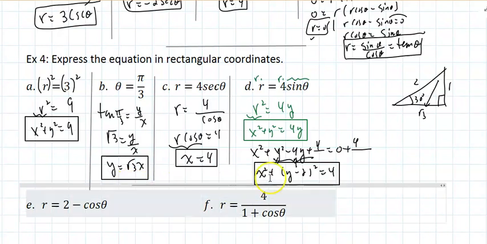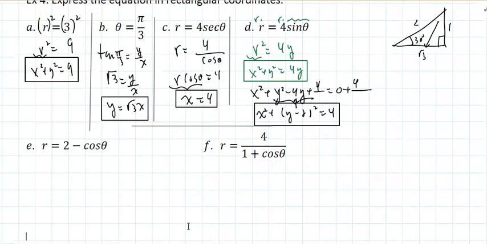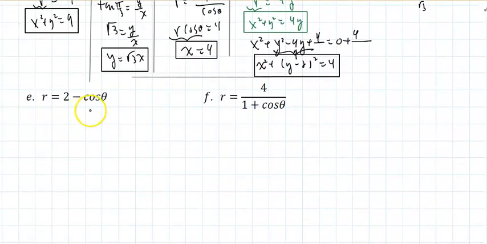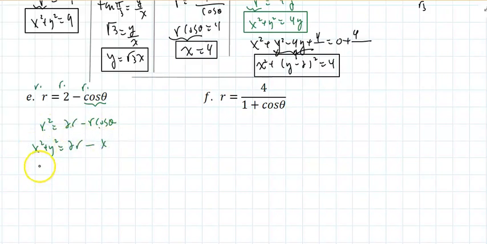And if I look at my last two examples, they're not going to make much sense in the rectangular coordinates, but we're going to proceed. Where do we start? We start with this. For me to eliminate a sine or cosine, there must be an r there. So I need to multiply both sides by r. R squared equals 2r minus r cosine of theta. This is x squared plus y squared. This is 2r, and this is x. So this is x squared plus x plus y squared equals 2r.